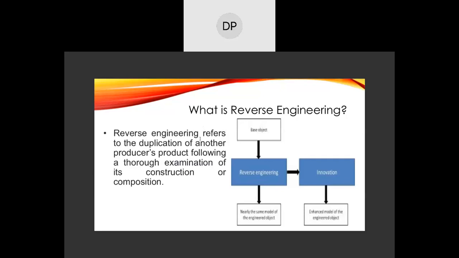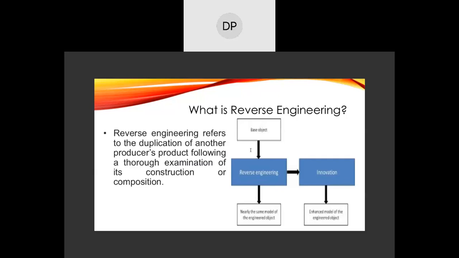Reverse engineering refers to the duplication of another producer's product, following a thorough examination of its construction or composition. So we see a base object, we do reverse engineering, then we make nearly the same model of this base object. This is called reverse engineering.